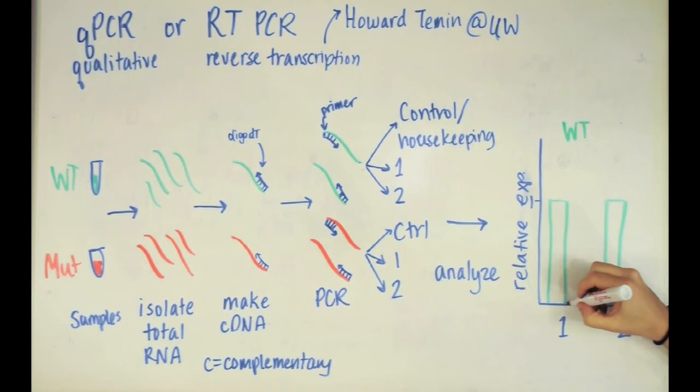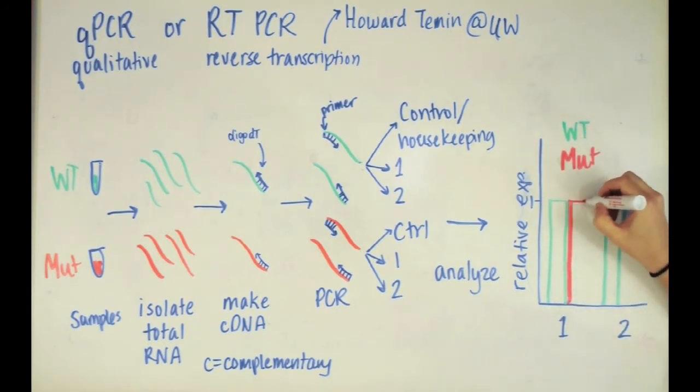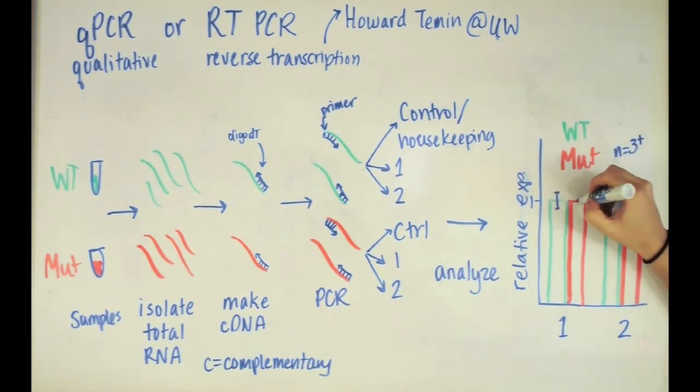For gene 1, it looks like there's no difference in the expression between the wild-type and mutant samples, but gene 2 has a lower expression in the mutant sample relative to the wild-type sample. This is another experiment that should have multiple independent samples, so that we can really tell if there is a difference in the expression of gene 2 in the mutant.